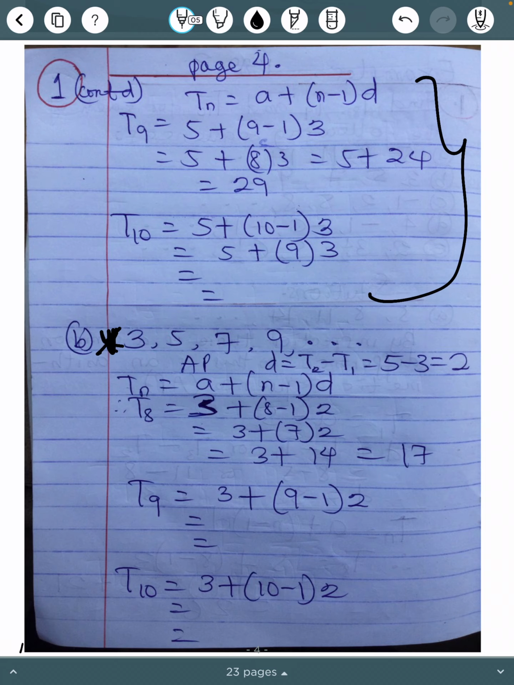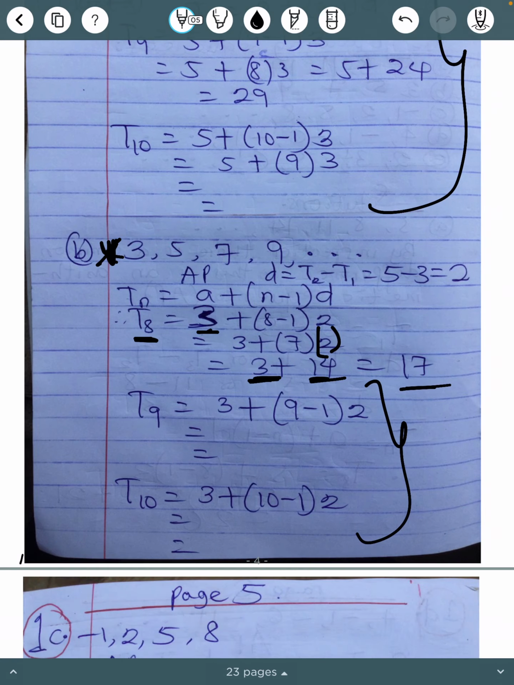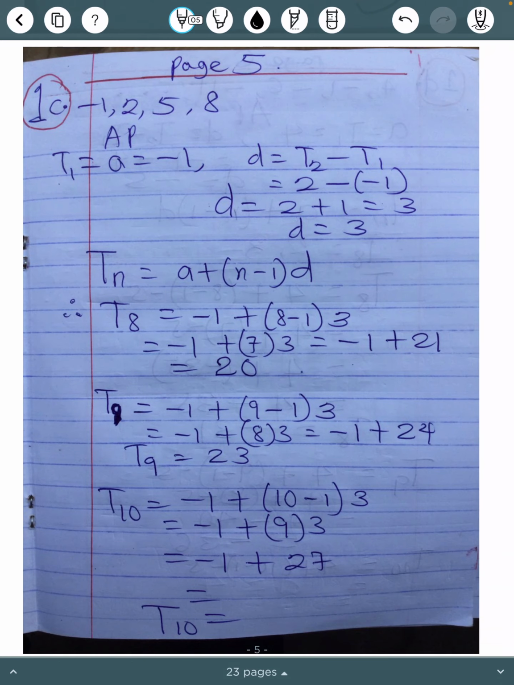Using Tn = a + (n - 1)d, the 8th term here will be what? 3 plus (8 - 1) times 2. That's 3 plus 7 times 2. That means you multiply 7 by 2, get 14. Add 3 to it, and you get 17. You can easily get the 9th and 10th term similarly, the same way.